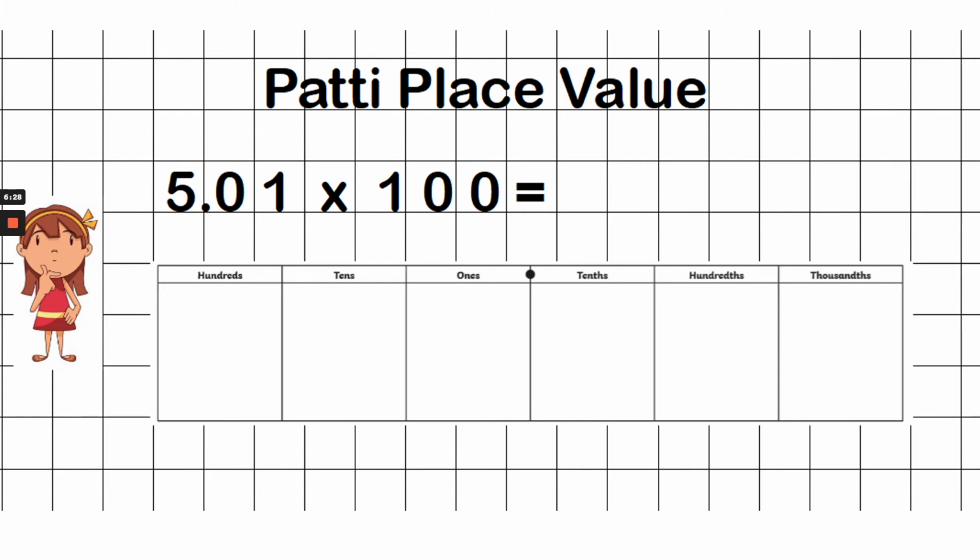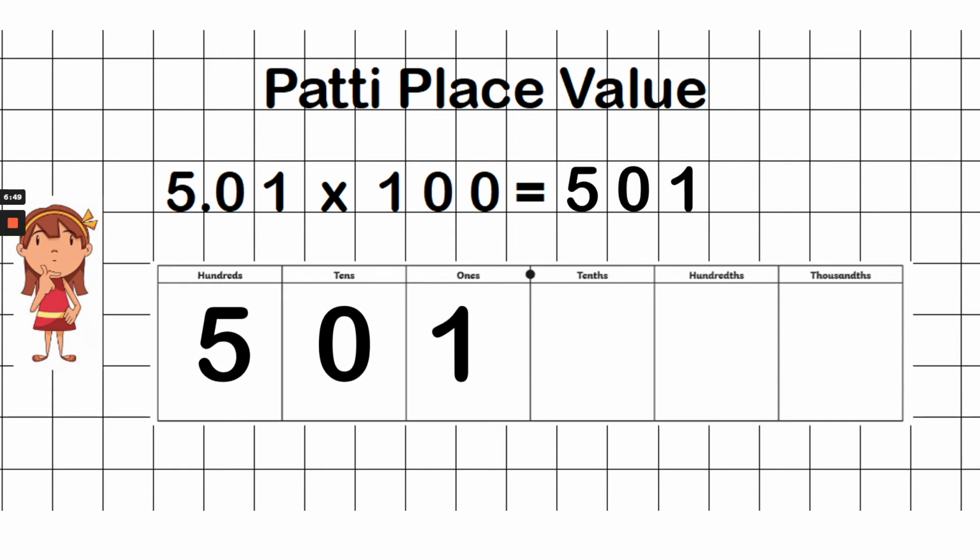All right, let's have a look. I know 5 multiplied by 100 is 500, so I know my answer needs to be 500 and something. Let's use our place value chart. There's my 5.01, and I'm going to multiply it by 100, moving it 2 places. Now I've got 500 and something. I've got 501, and no need for any placeholders. Great job if you've got 501.